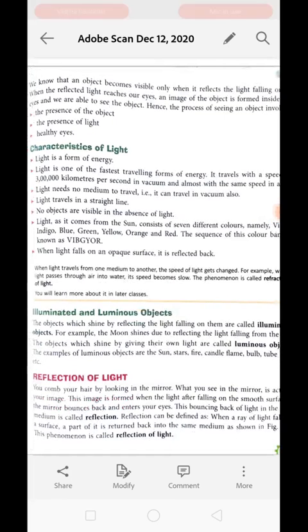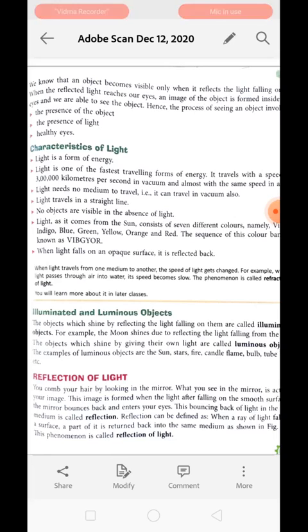Next are illuminated and luminous objects. First we will define illuminated objects. The objects which shine by reflecting the light falling on them are called illuminated objects. A glittering diamond is not a luminous object. It is an illuminated object. Why? Because it is reflecting the light rays which fall on it, and in an area where there is no light, the diamond will never sparkle.